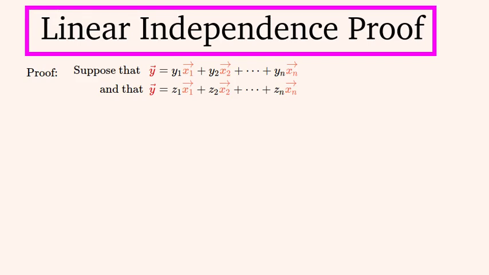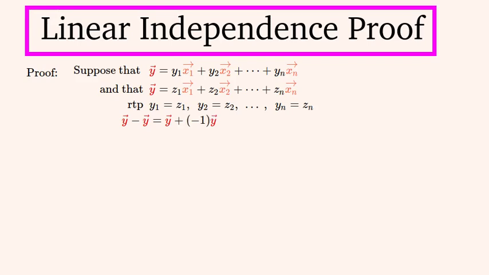We'll define these two sets of coefficients to both produce the same vector y, even though the coefficients might be different. And to prove that there's only one set of coefficients that can produce y, we have to prove that these two sets of coefficients are equal to each other. So the first step is to subtract the first value of y from the second.